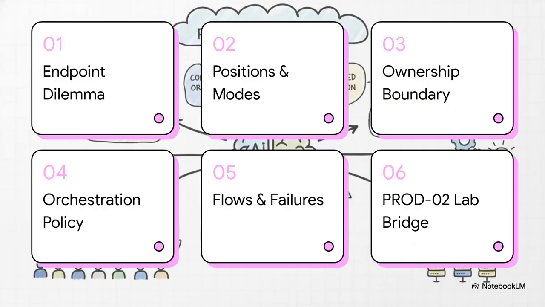So here is our blueprint for this explainer. We're going to cover the AI endpoint dilemma, define positions and modes, map the ownership boundary, and look at orchestration policy and precedents. Then we'll cover concrete flows and failures, and finally wrap up with a prod O2 lab bridge.